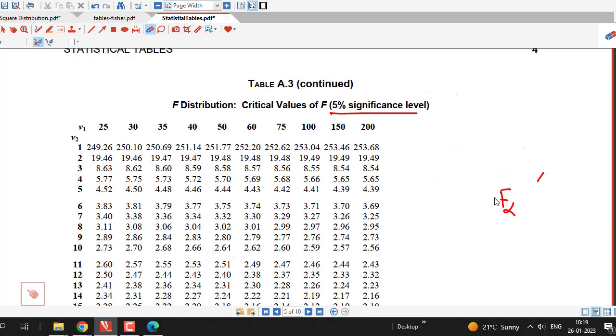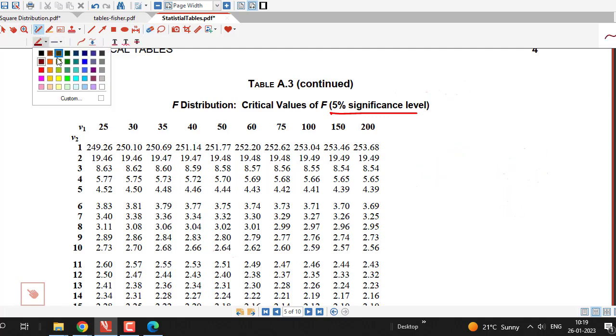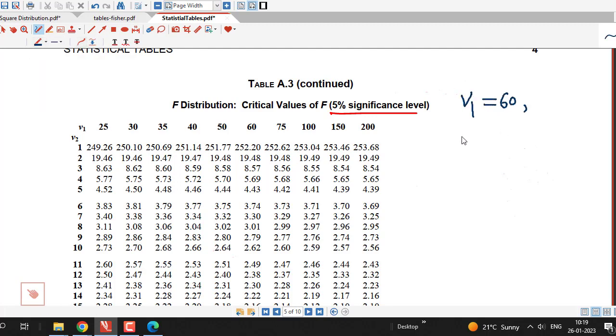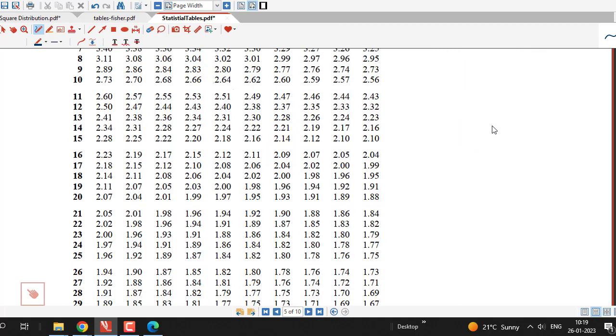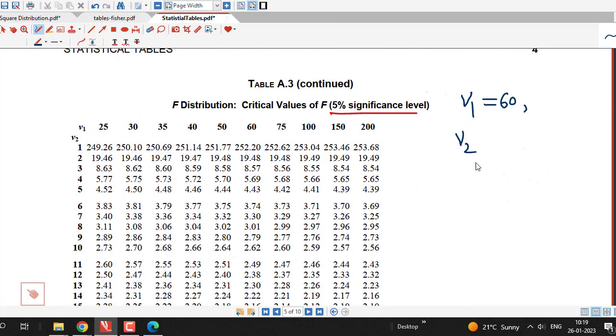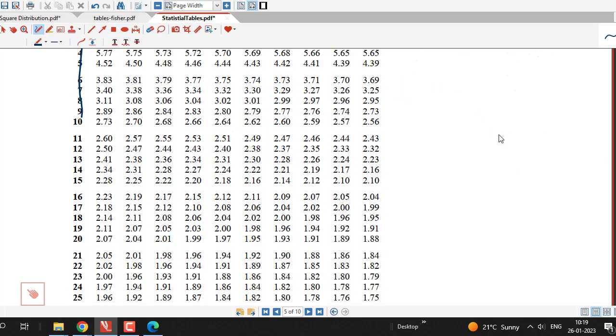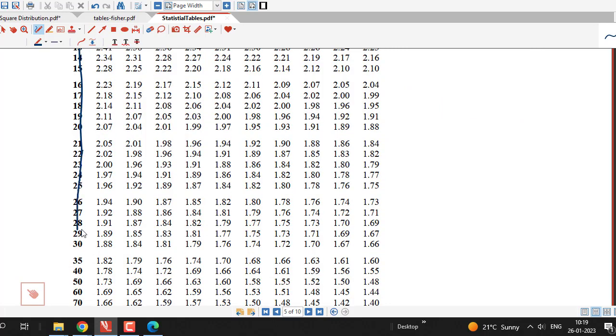Suppose we are interested in the critical value F corresponding to numerator degrees of freedom equal to, say, 60 and denominator degrees of freedom equal to, say, 29, and level of significance is alpha equal to 5% or 0.05. Then first I will search for these column headings for 60 degrees of freedom, and in this column I have to go up to 29. So I am going down until I obtain 29. So here I obtain 29.